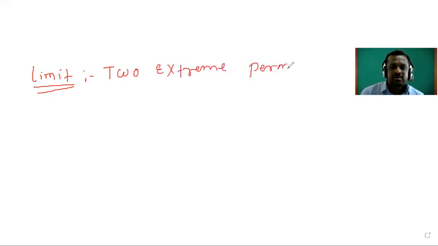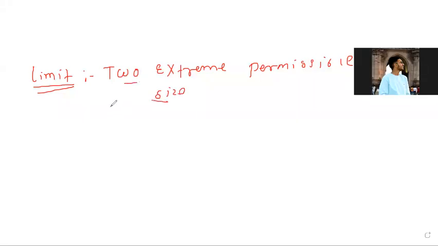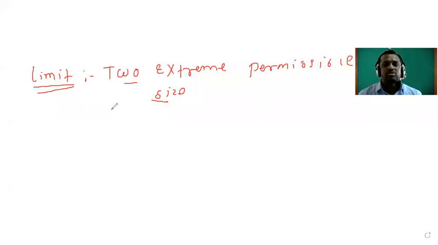Then what is meant by the limit? The limit is nothing but the two permissible sizes. It is the two extreme permissible sizes. Why is it called two? Means we are providing two ranges, on the upper side and the lower side also.